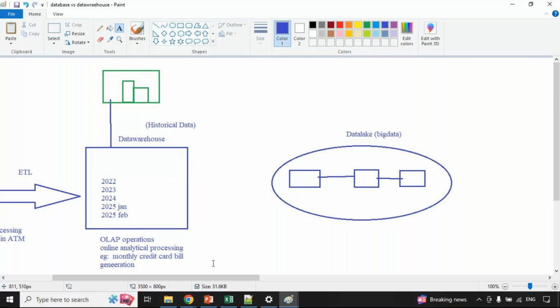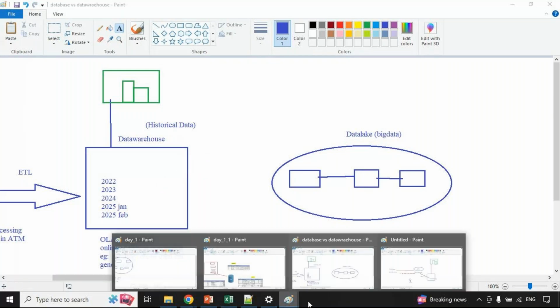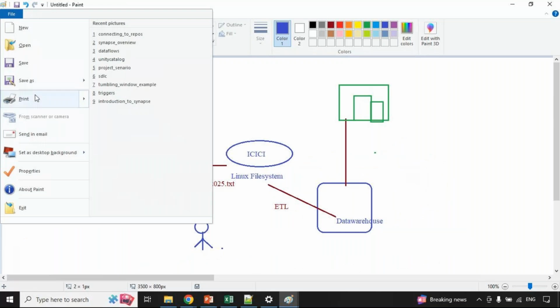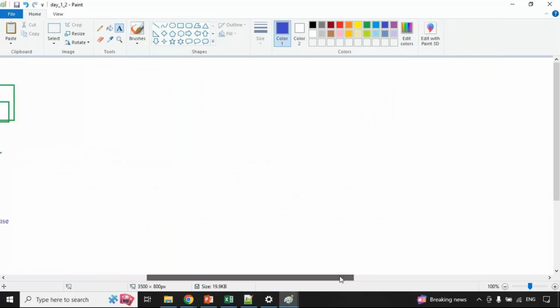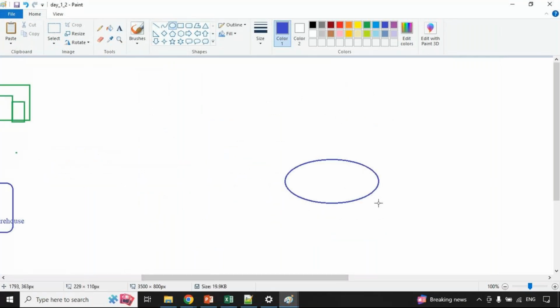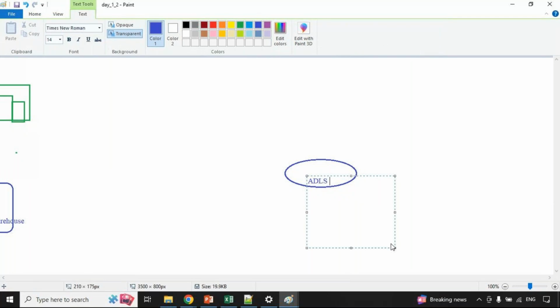So here, let me save this one. Data lakes came into the picture. A data lake is a distributed file system. Here, consider Azure related ADLS, Azure Data Lake Storage.